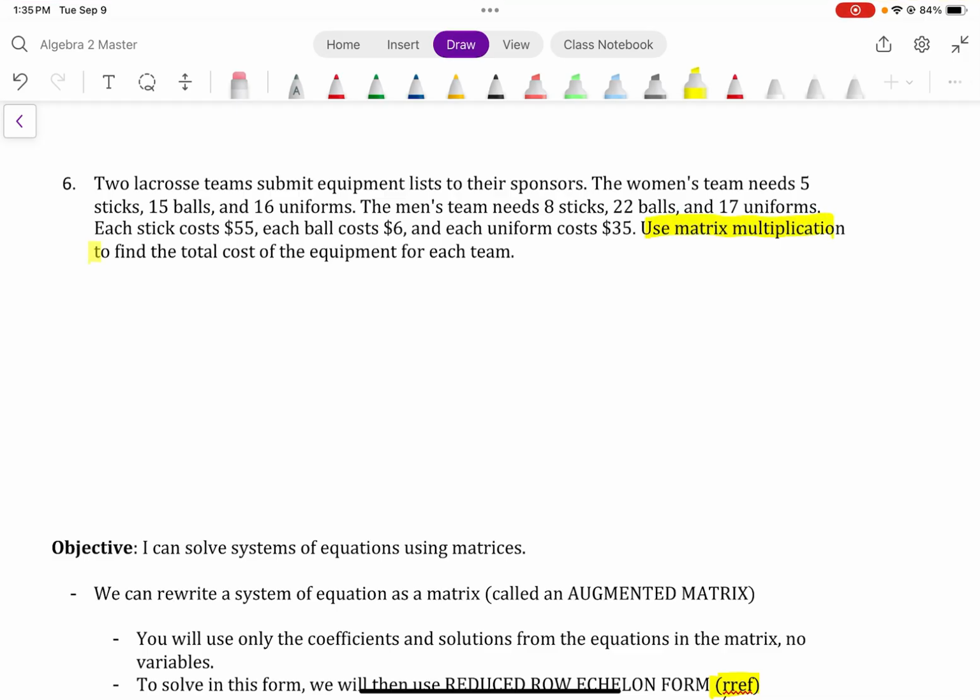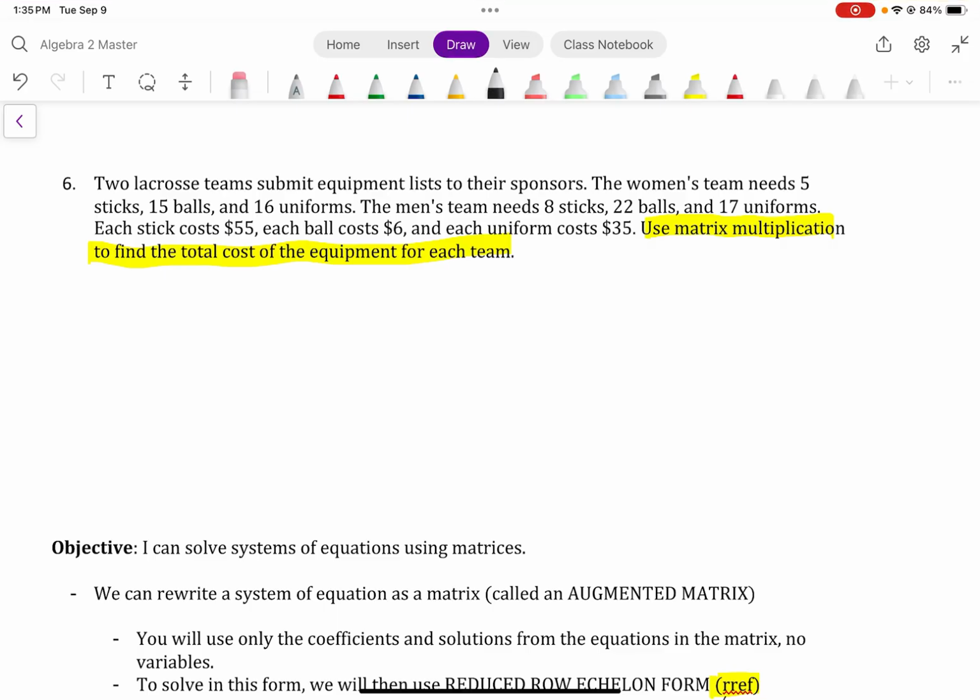Since this is a math class and it tells you that you have to use matrix multiplication, by default, you have to use matrix multiplication. This is a problem that you could figure out the long way, essentially, without using matrices, but you're still going to do all of the exact same work. You're just going to have a lot more to keep track of.